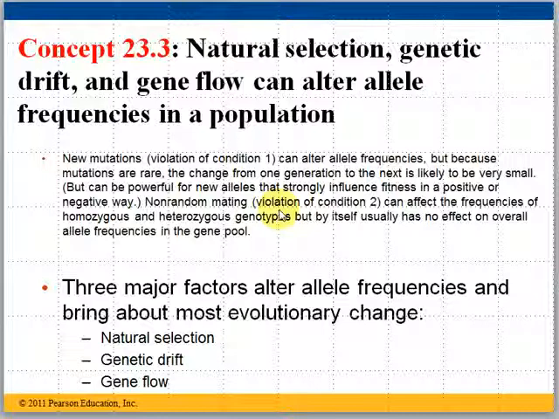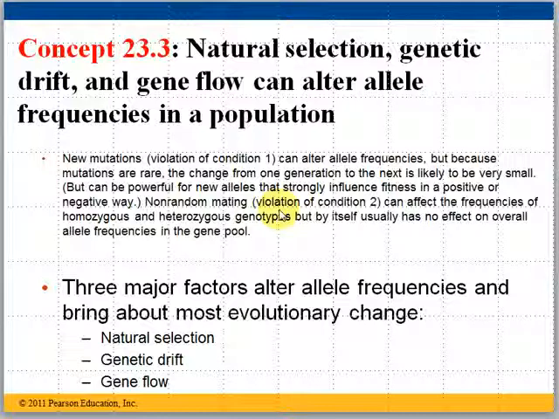So we have already talked about a few other things that can affect allele frequencies, such as mutations. Brand new mutations pop up on a regular basis. That violates condition 1 of Hardy-Weinberg, and they can alter allele frequency, but mutations are still fairly rare. You wouldn't call that a very common occurrence, and so the change from one generation to the next is likely to be very small, although mutations obviously can have a powerful effect on a particular individual and over time have a great influence on a population.